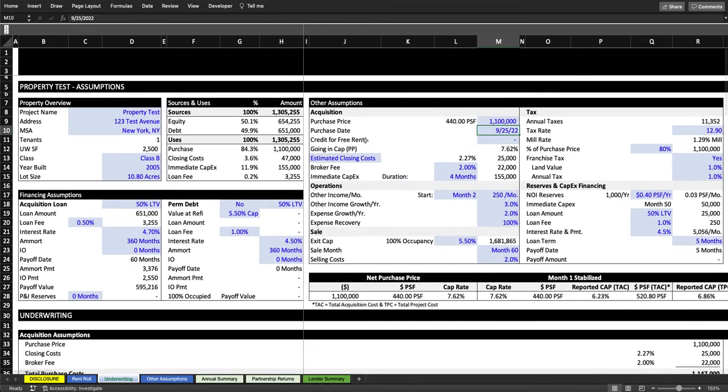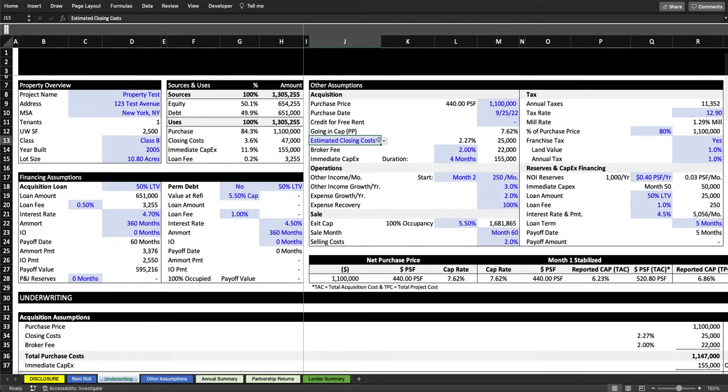All right. So next we have credit for free rent. So this is essentially if the seller is providing any free rent, and what we do is we just take that off the purchase price. So you'll notice if you make this 100,000, then the purchase price is now 1 million instead of 1.1 million. So we'll make that 0 again.